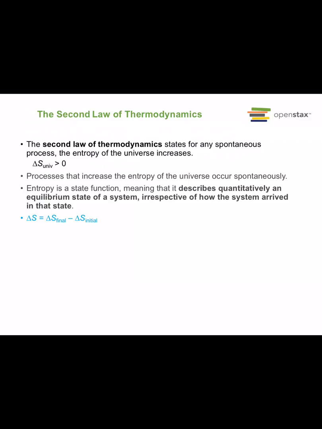Alright, so the second law of thermodynamics states that for any spontaneous process, the entropy of the universe increases. So that means basically for any reaction that occurs spontaneously, the sign for delta S has to be positive, or delta S has to be greater than 0. Okay, so for spontaneous reactions, delta S of the universe must be greater than 0. If it's less than 0, then you have a non-spontaneous process. If it's equal to 0, then you have a process that is at equilibrium.